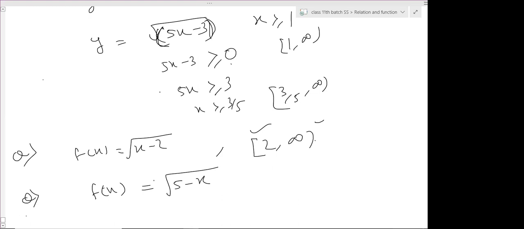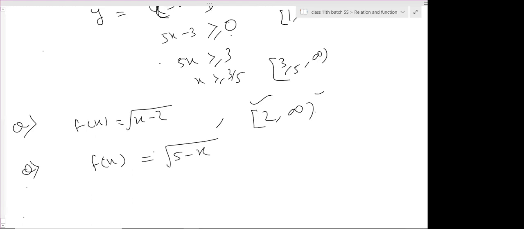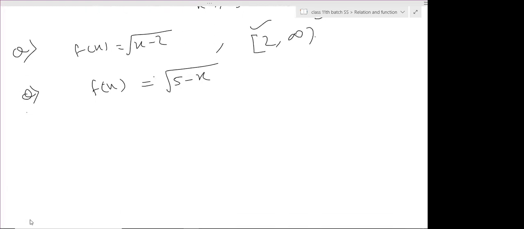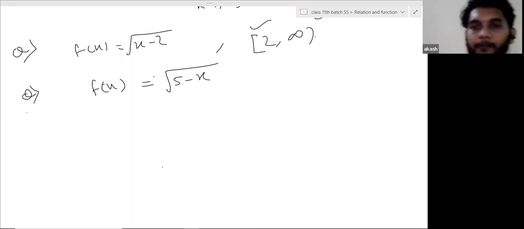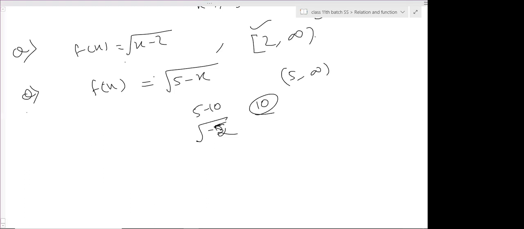All right. F of x is under root 5 minus x. Try to solve this one. Five to infinity. Careful. We have 5 minus x, not x minus 5. You said 5 to infinite. So if I put 10, then this should be valid. So 5 minus 10 is minus 5, which is wrong. So think about this.